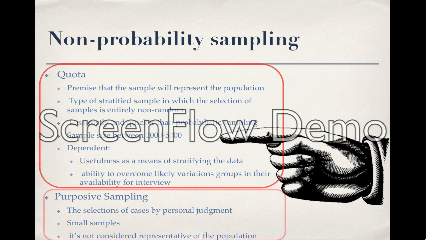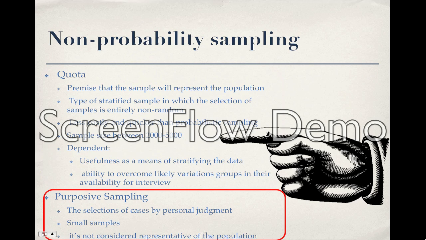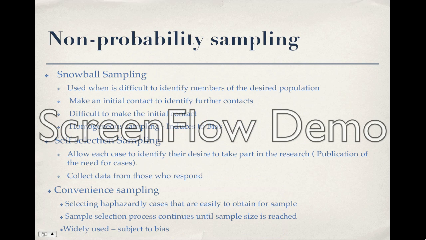It also has the ability to overcome likely variation between groups in their availability for interviews. Purposive sampling is the selection of cases by personal judgment. Small samples, it's not considered representative of the population. So you choose the group because you want to.